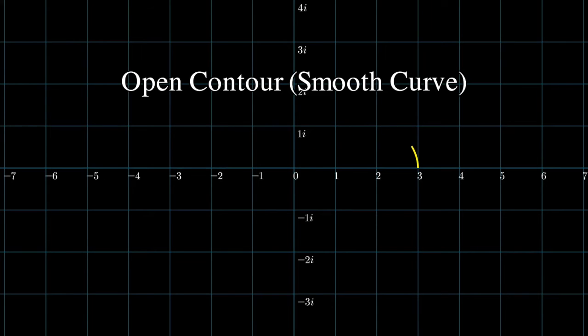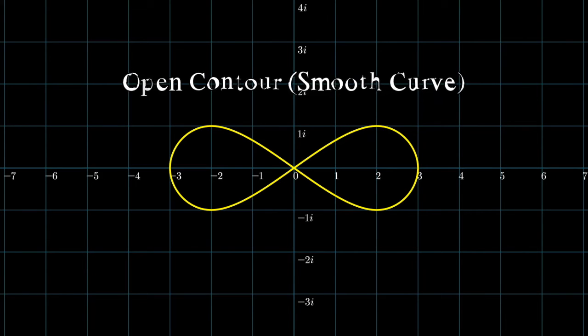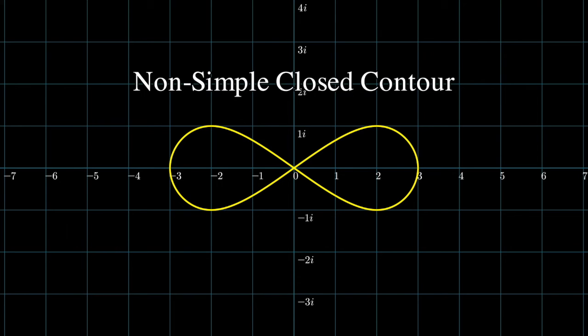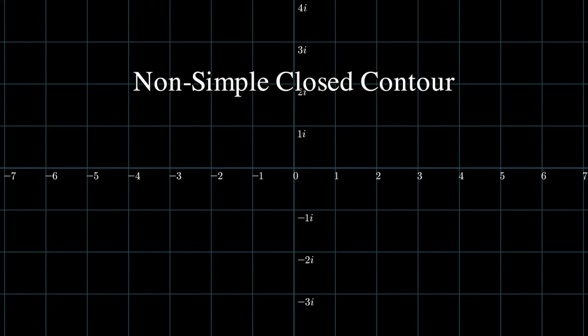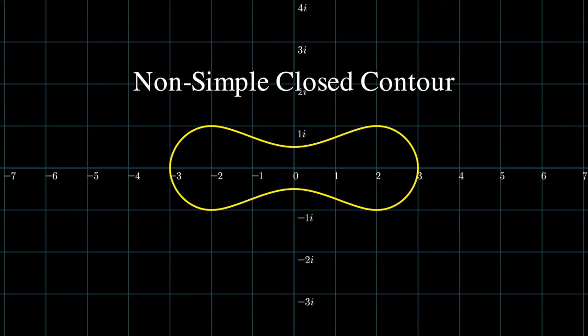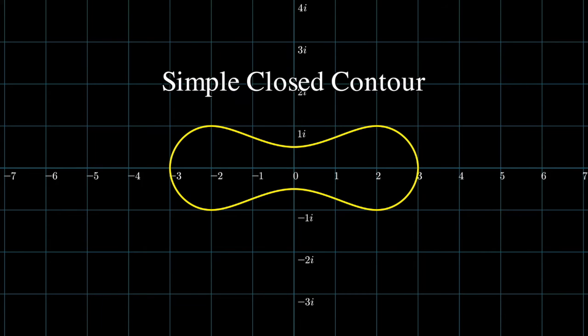This figure 8 shape is a closed contour, meaning that the start and end points coincide. However, we call this non-simple because the curve intersects itself, in this case at the origin. Cauchy's result relies on a third type of contour, the simple closed contour. This type of curve starts and ends at the same place and never crosses itself, and is very nice for us to work with.